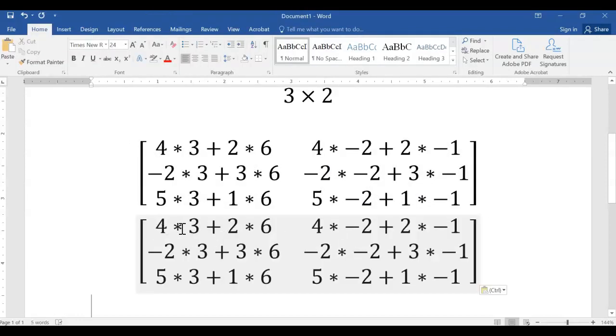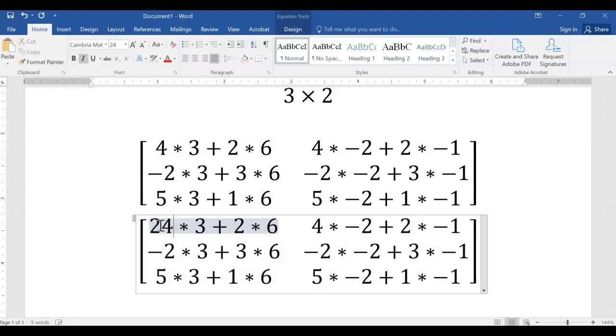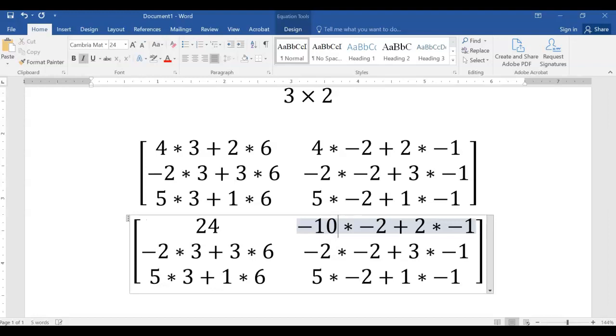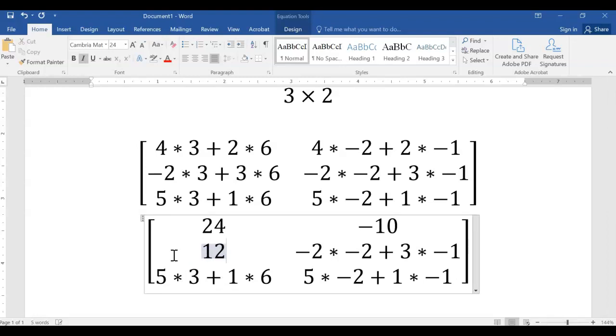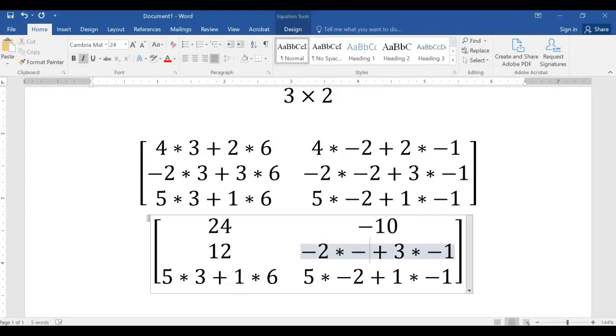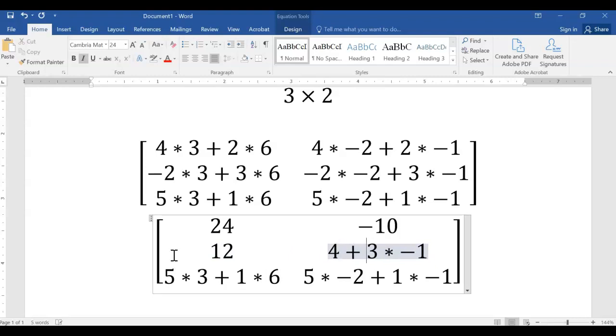That's 12 plus 12, that gives me 24. I'll move over here, that's a negative 8 minus 2, which is a negative 10. We get negative 6 plus 18. That gives me a 12. Negative 2 times negative 2 gives you a positive 4. Let me just write that. Plus negative 3 is going to give you a positive 1.